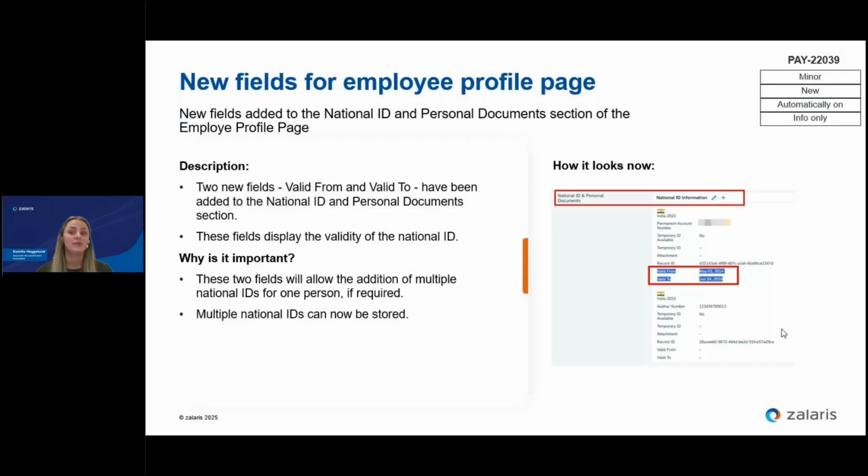Next, we'll look at some new fields added to national ID and personal documents. So there's two new fields, valid from and valid to, that have been added to the national ID and personal documents section. These fields show how long a national ID is valid. With this update, it is now possible to add and store multiple national IDs for the same person if needed.